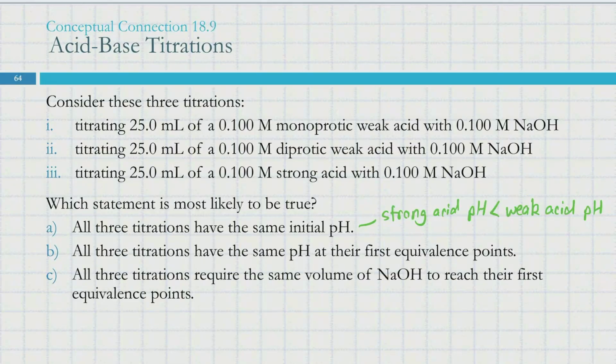For B, all 3 titrations have the same pH at their first equivalence points. They'll probably all have different pHs at their first equivalence point. We know for 3, since this is a strong acid, at its equivalence point, the conjugate base of a strong acid is pH neutral. So for 3 it will be pH 7.